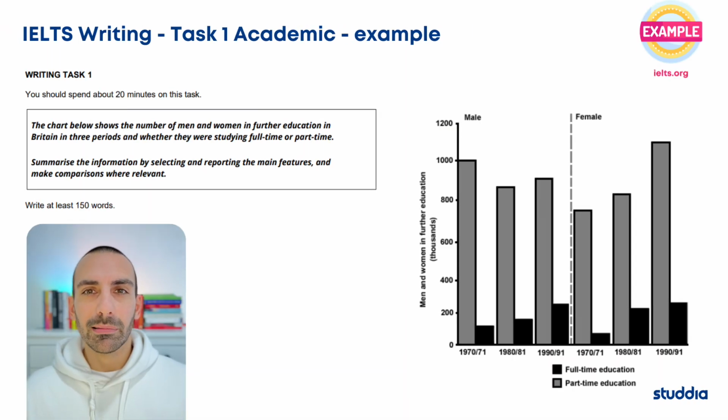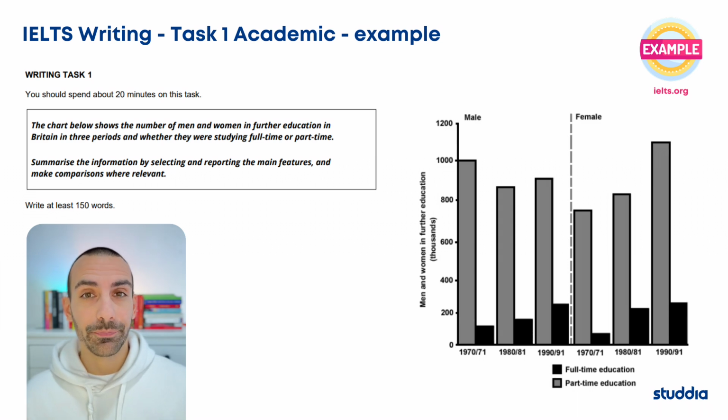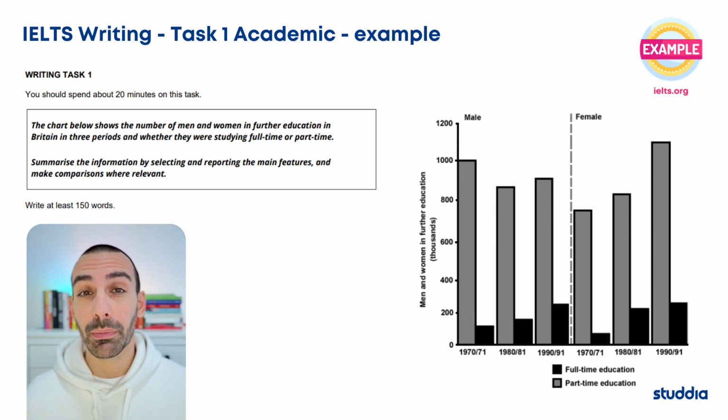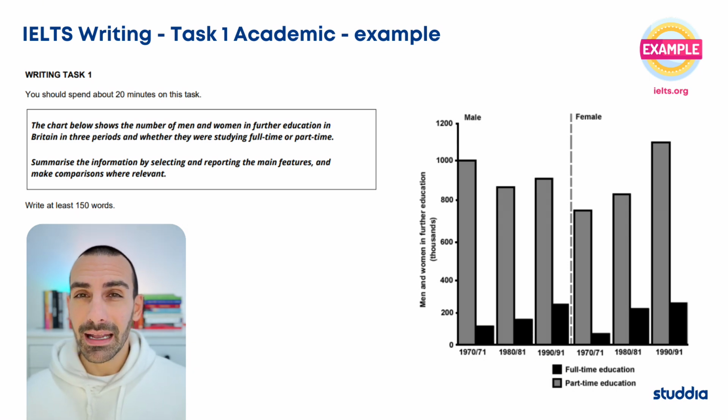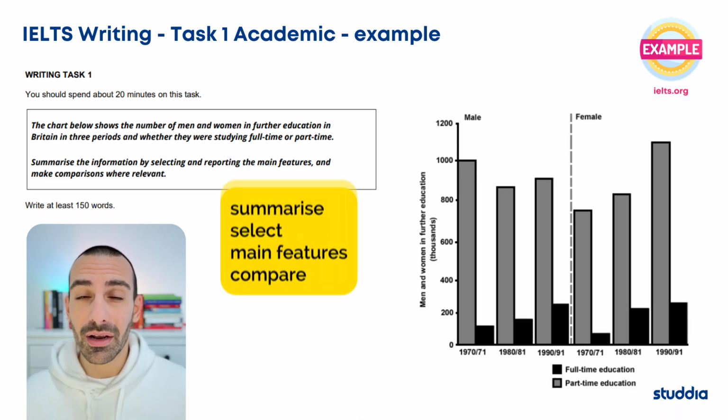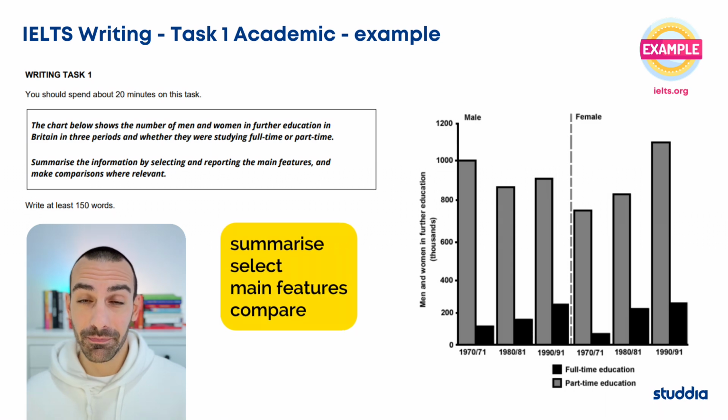Let's look at an example of Academic Writing Task 1. The chart shows the number of men and women in further education in Britain in 3 periods and whether they were studying full-time or part-time. Now, pay attention to the instructions because they tell you exactly what you need to do. Summarize the information by selecting and reporting the main features and make comparisons where relevant. The key words here are summarize, select, main features, and compare.